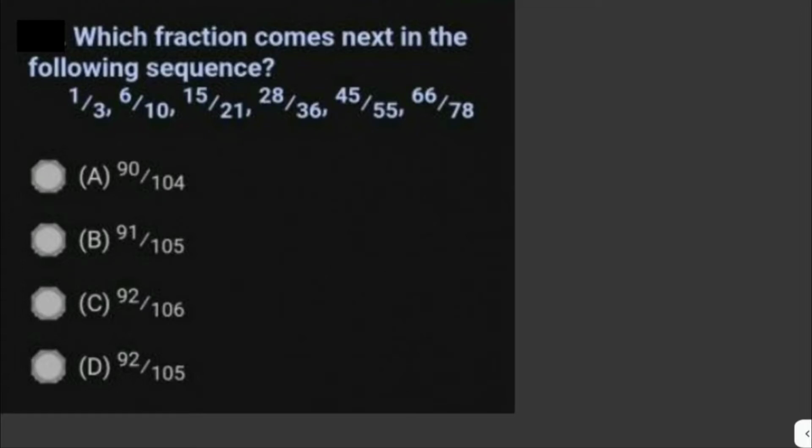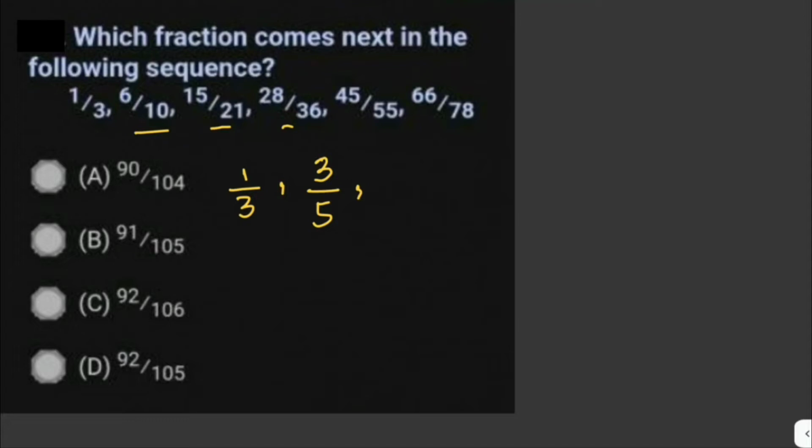Now to find the next fraction, we just have to reduce the fractions first. So that would be 1/3. We cannot reduce 1/3 any further. So 6 over 10, both 6 and 10 are divisible by 2. So we divide both the numerator and denominator by 2. So this would be equal to 3 over 5.